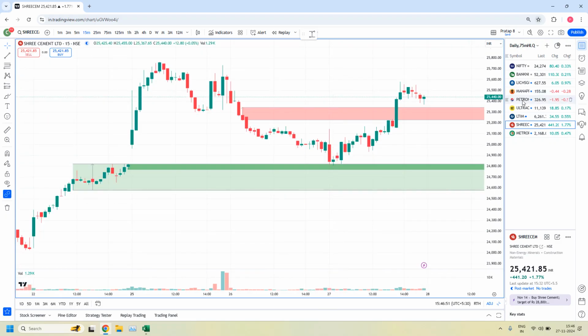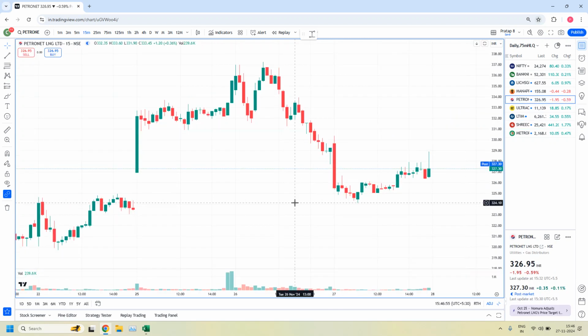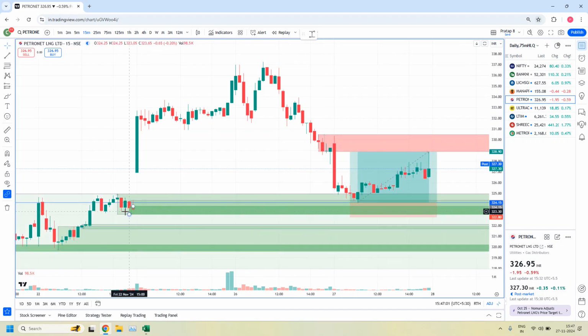And next one is Petronet. This is also a good trade, but you need to add some entry buffer. A 0.1% entry buffer you need to add to get the trade from type 2 proximal. If it is a type 1 proximal entry, it could have been a clean trade today. Because we reduced the risk, we are adding a 0.1 that is within the type 1 proximal.